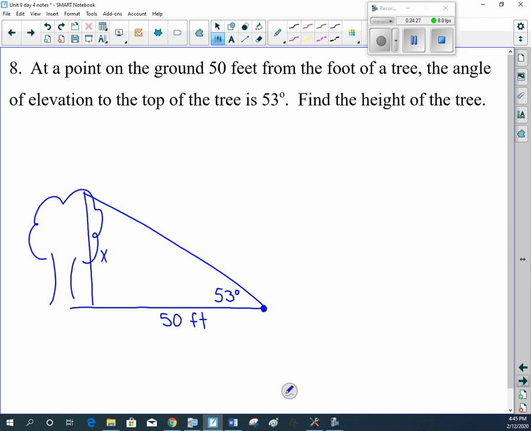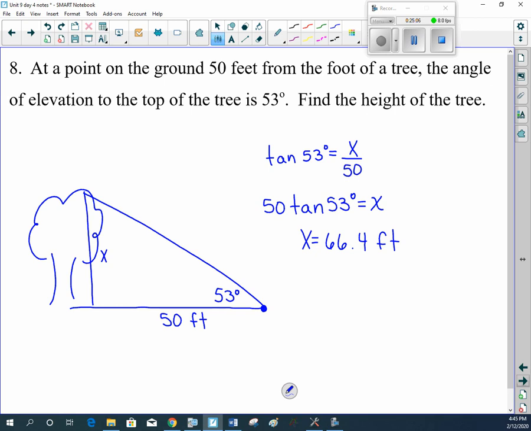So I'll call that x. So I think I'll use tangent again. So tangent of 53 degrees equals opposite over adjacent. And so the algebra on this, I would just multiply both sides by 50. So 50 times the tangent of 53 equals x. So 50 tangent of 53 degrees. Type that in my calculator, and I end up with x equal to 66.4 feet.